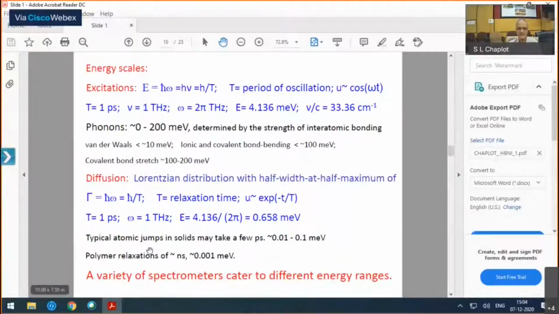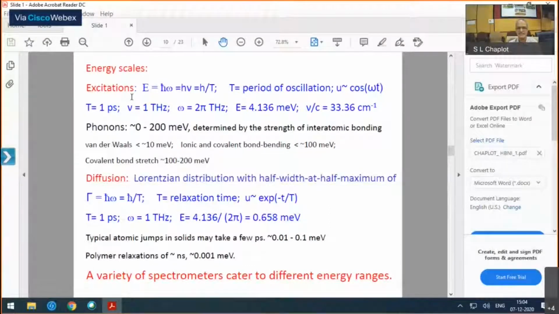Typically relaxation times, for example, atomic jumps in solids due to diffusion, are in the range of a few picoseconds, could be a fraction of a picosecond to several picoseconds. This was the energy scale we mentioned: if, for example, there is a relaxation time of 1 picosecond, it translates into a half width at half maximum of the Lorentzian of about 0.6 millielectron volt.